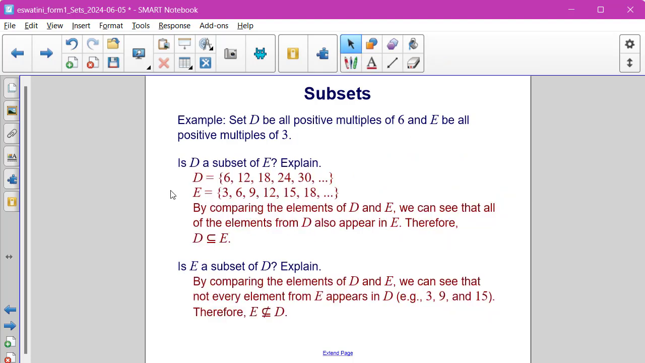And here are the solutions to these two example problems, and they do match the solutions that we found. Since all the elements in D are also elements of E, D is a subset of E. However, not all the elements in E are also found in D. So therefore, E is not a subset of D.